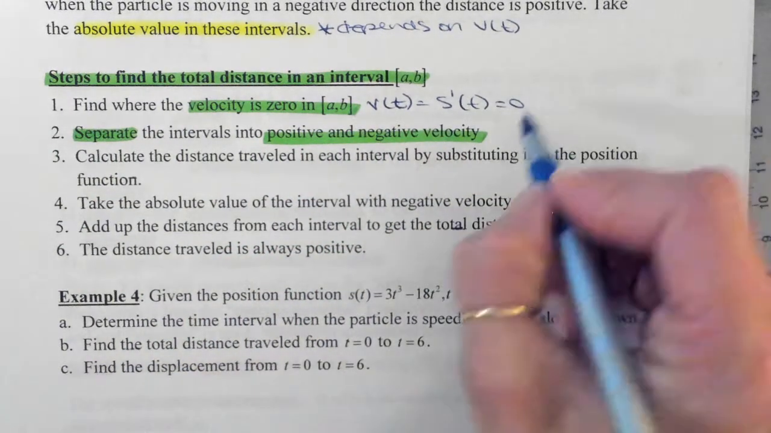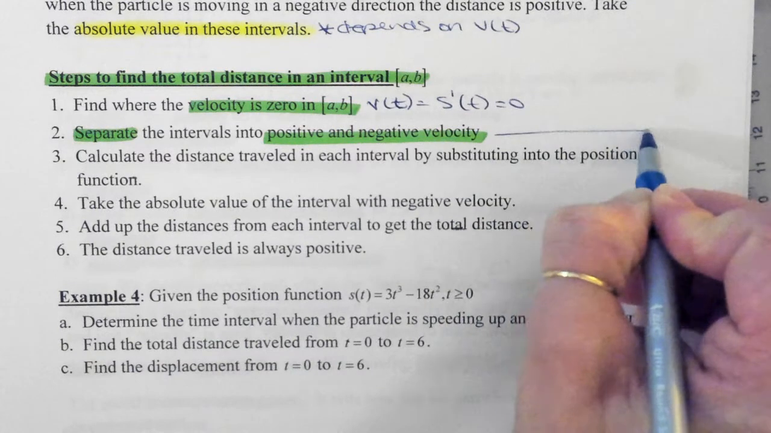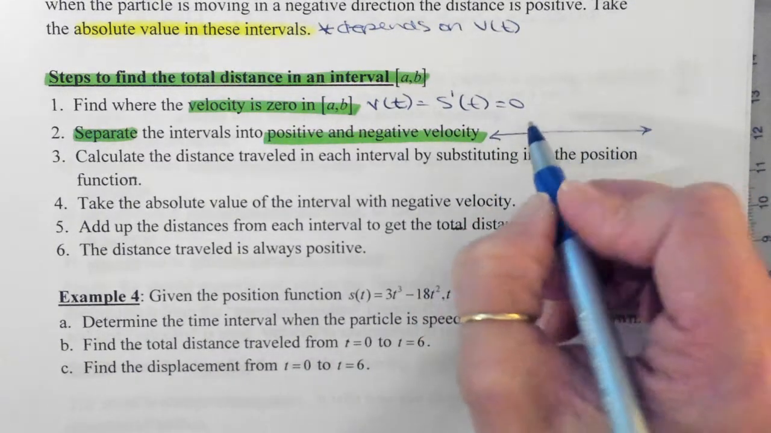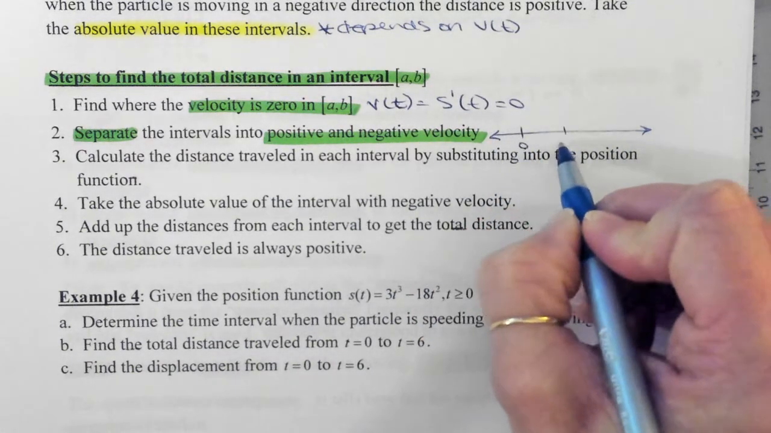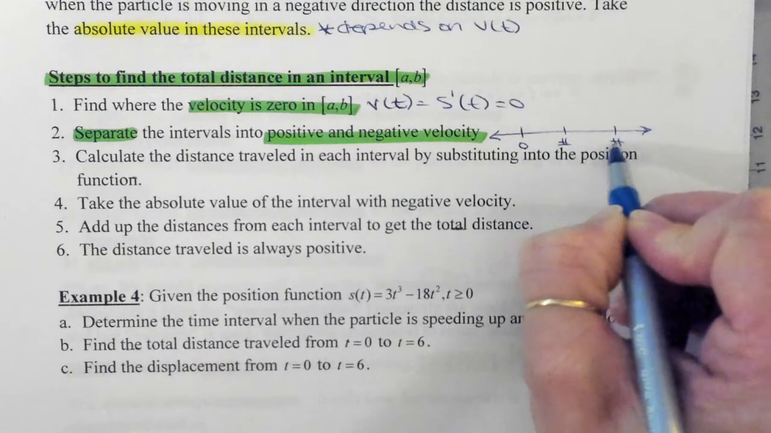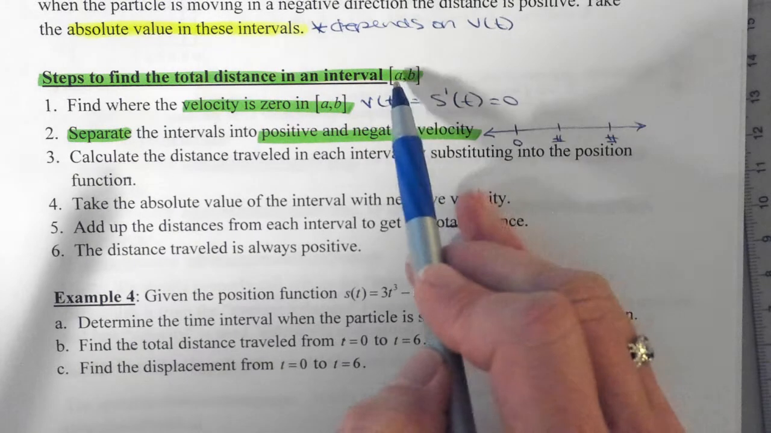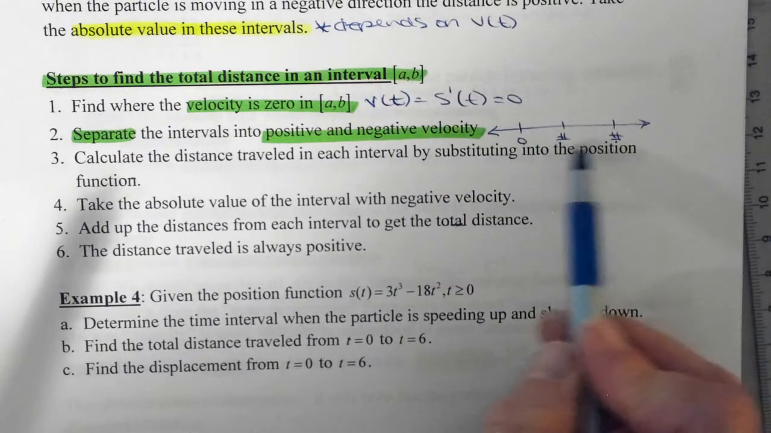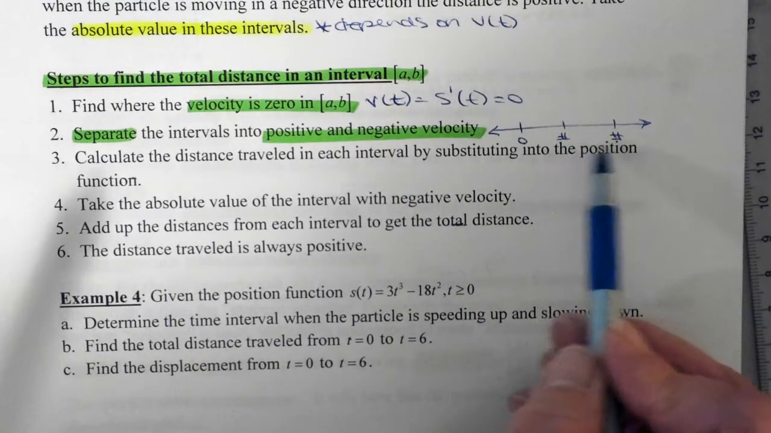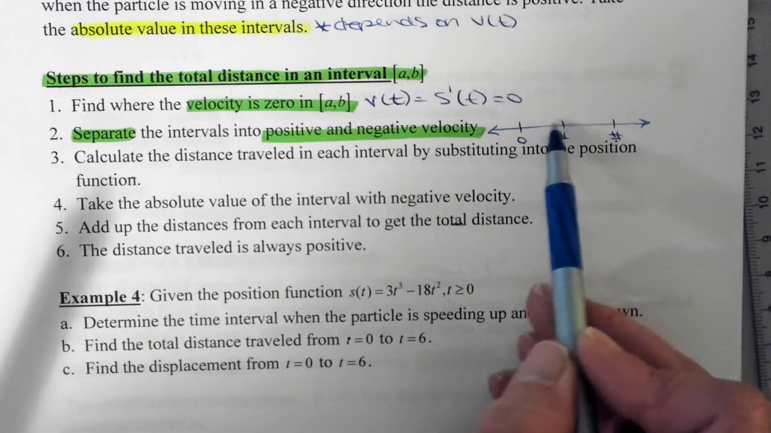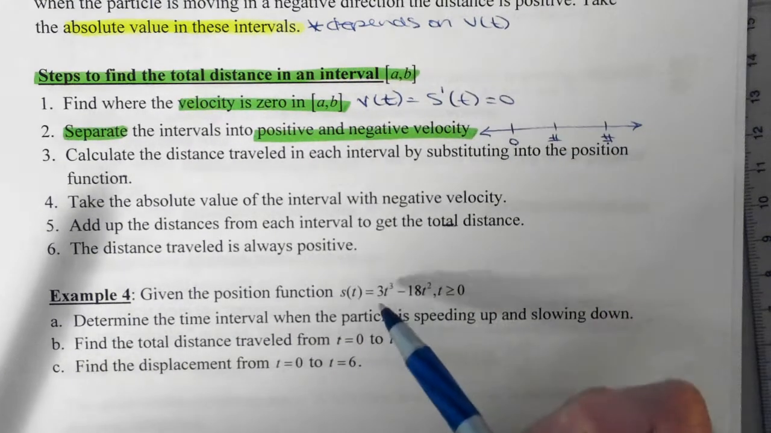Then you are going to separate the intervals into positive and negative velocity. So what's going to happen is, typically you're going to be talking about time being greater than 0. So here you are at 0, then you're going to have some number here, and you're going to have some number here. And remember it's over some given interval, so this might be from 0 to 5, and then you're going to find the velocity at some given values. So you need to find out what the signs are in here.